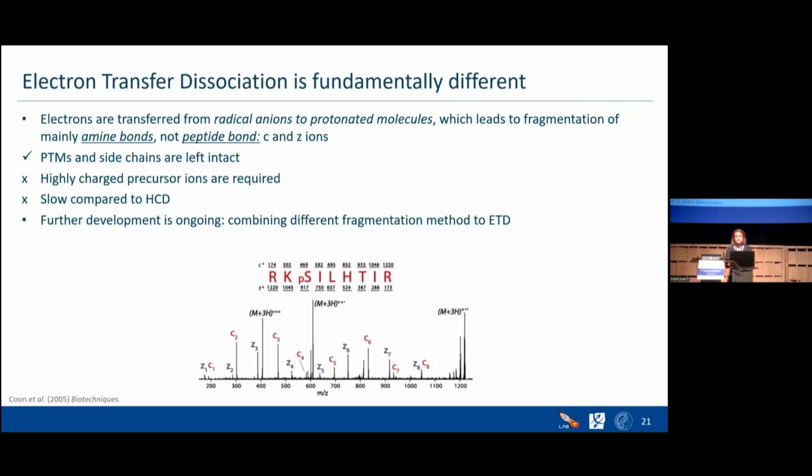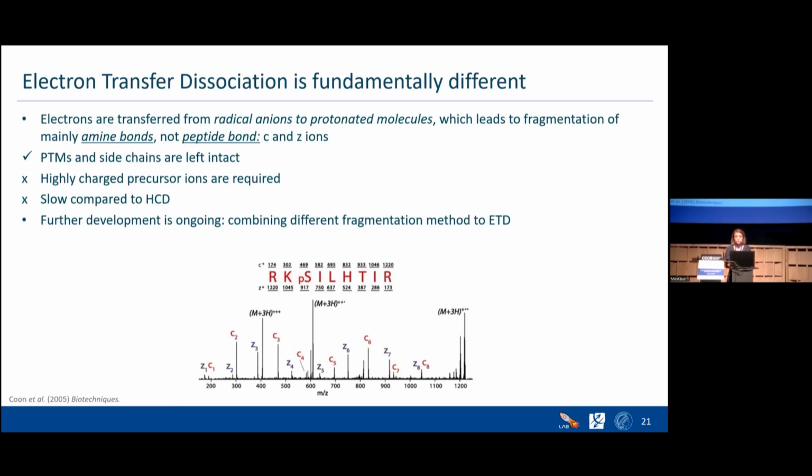And then here we are transferring the electron. And as a result, we don't cut it on the peptide bond, but the amine bond. Because we don't cut it on the peptide bond, we don't get B and Y ions, but we get C and Z ions because the cut is on the amine bond. And the special thing about this ETD is that the PTMs and the side chains are left intact.